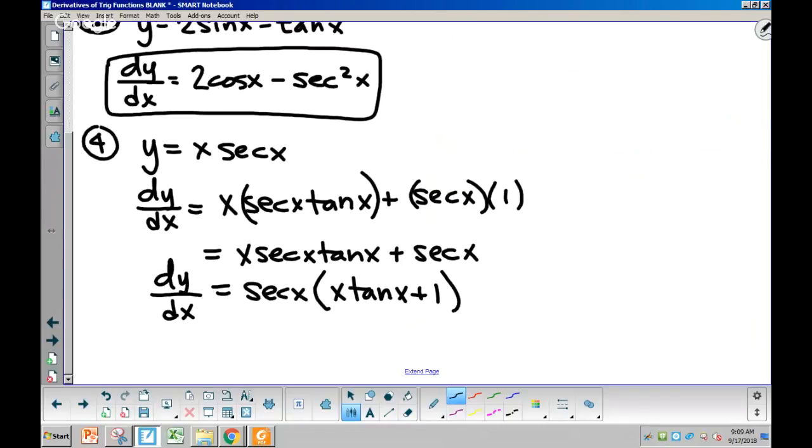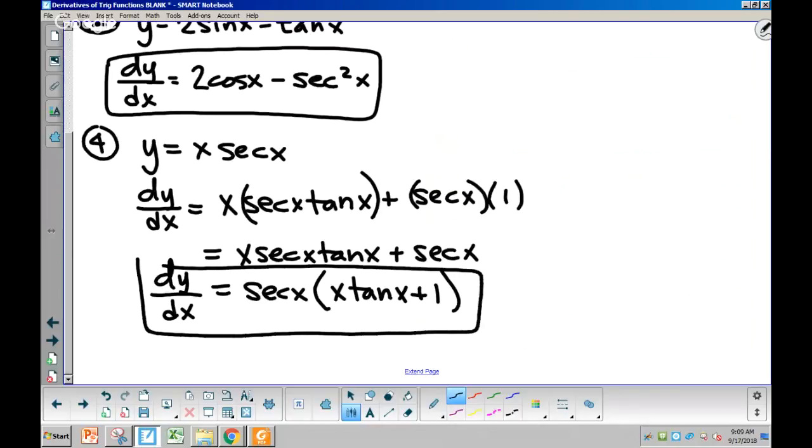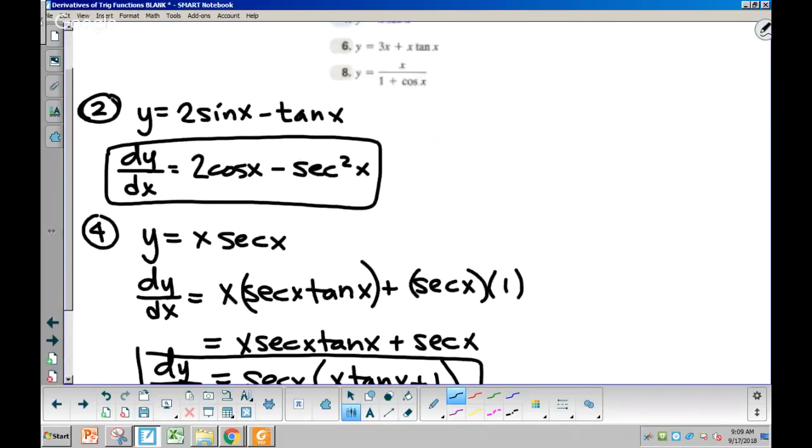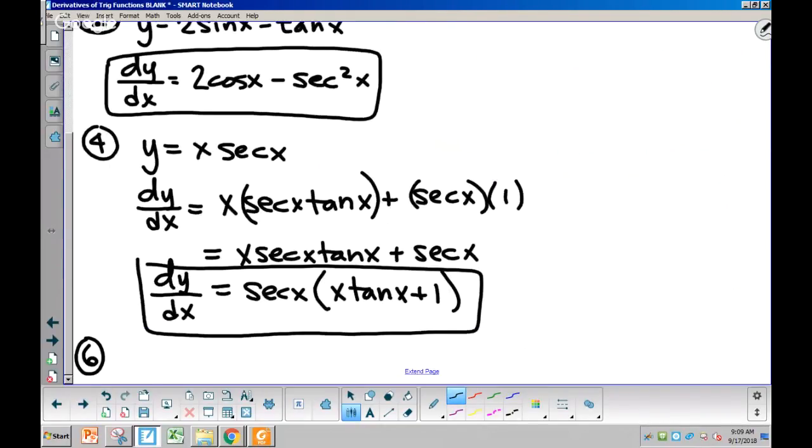All right, number 6. Gosh, we're motoring right along. 3x plus x tan x.